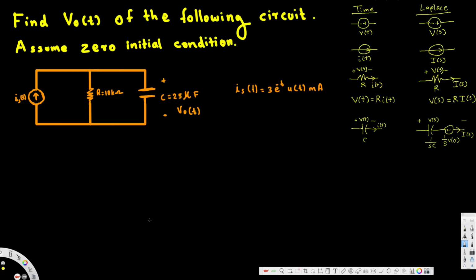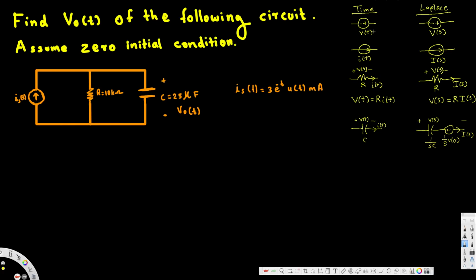Guys, in this video we are going to see an example of Laplace transform circuit analysis. Here the question is asking us to find vO(t). vO(t) is the voltage across this capacitor. Now what we are going to do is convert this time domain circuit into a Laplace domain circuit, then solve for the voltage, then convert it back into the time domain using the inverse Laplace transform.